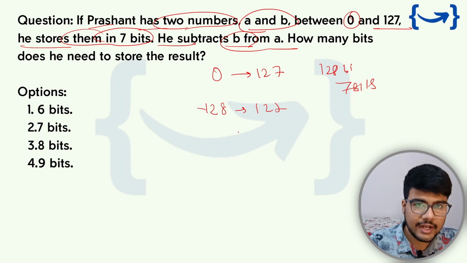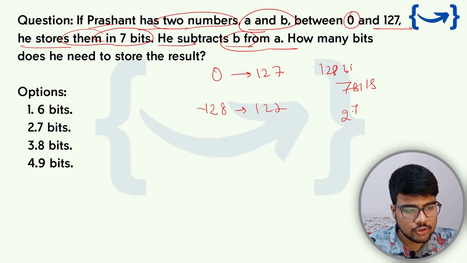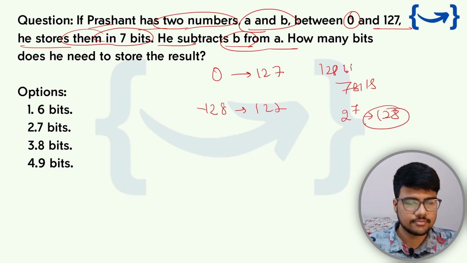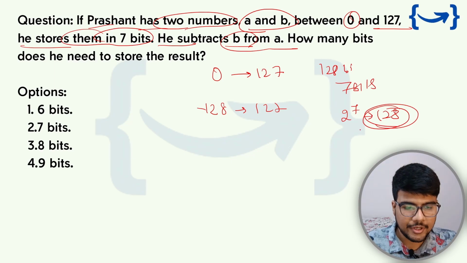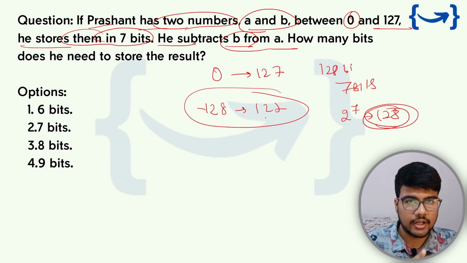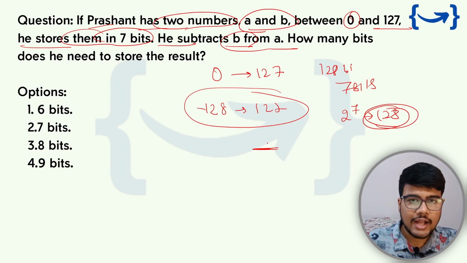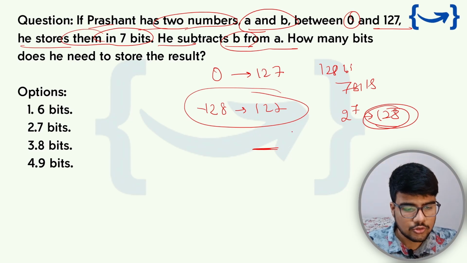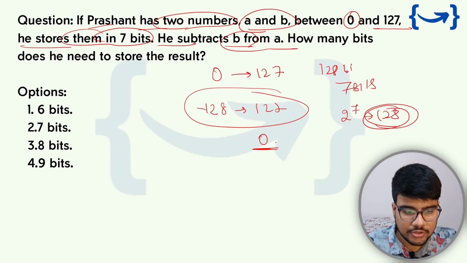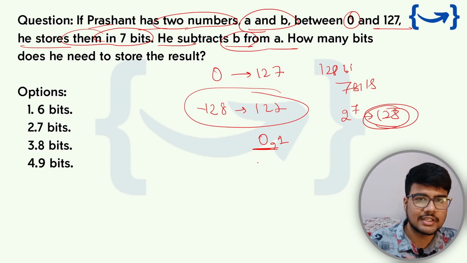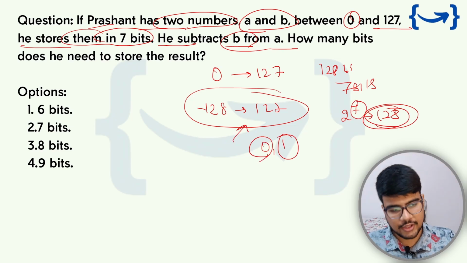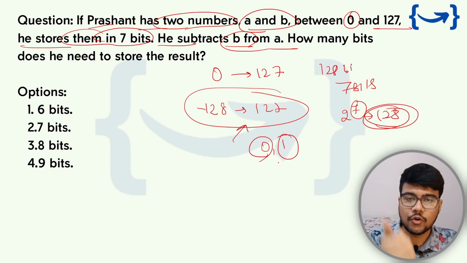So to accommodate this, we need at least 2 power 7 bits, which is 128 bits. Now, having 128 bits, we can accommodate everything. But if the number is negative, we need a sign bit as well, where I can indicate whether this number is positive or negative. If you mark 0, it means it's positive. If you mark 1, it means it's negative.